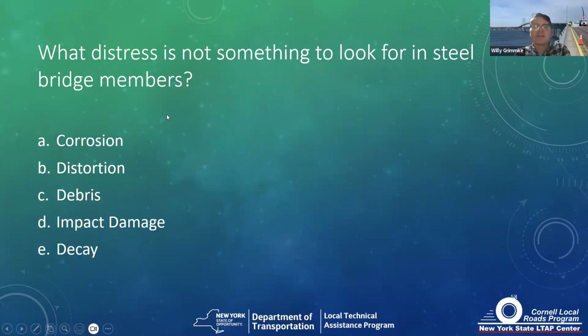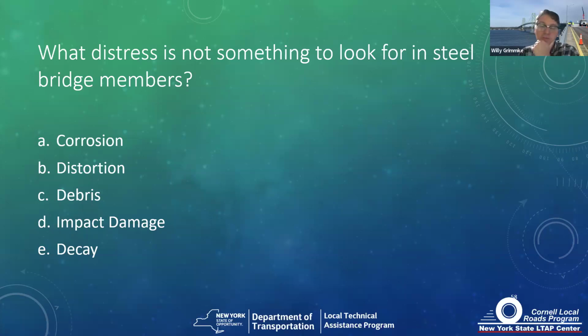Okay, what distress is not something to look for in steel? Something we don't care about in steel. Corrosion, distortion, debris, impact damage, or decay. We have some mixed reviews on this one. Give everyone a few more seconds to answer. So what we were looking for is decay.